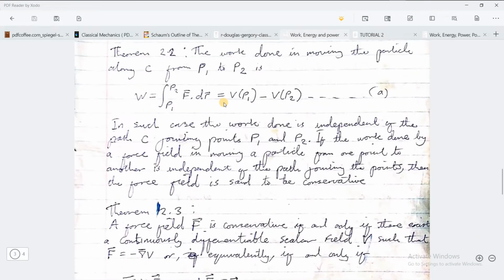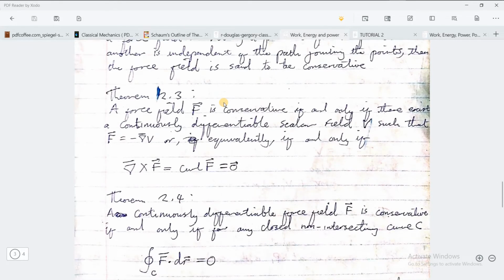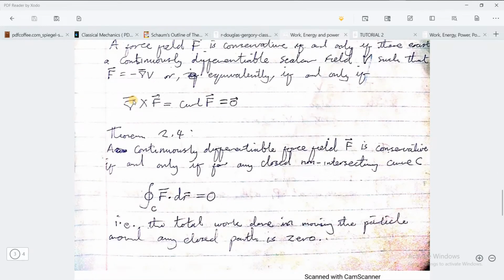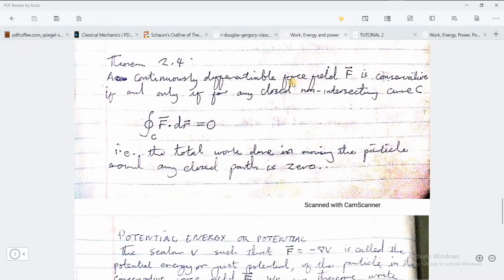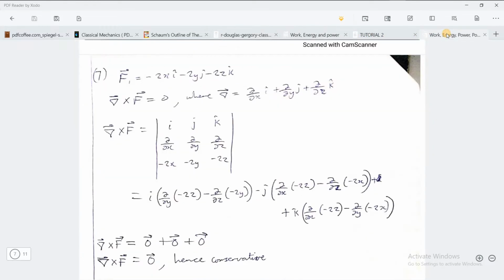And the other condition was that this del operator cross F, which can be read as curl F, must be equal to 0. So the curl of F must be equal to 0. If we can prove this, then we've shown that a force field is conservative. And let's look at this example.